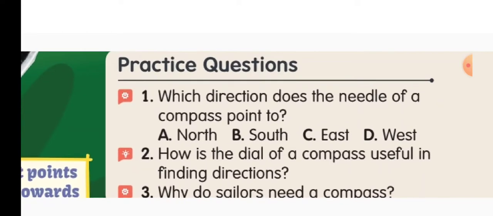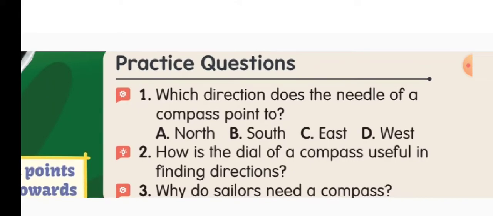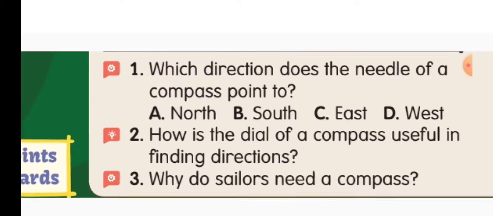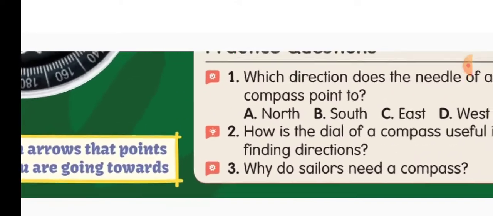Which direction does the needle of a compass point to? Tick A, that is north direction. You can either circle the word north, or you can put a tick to it. Better circle the word north.